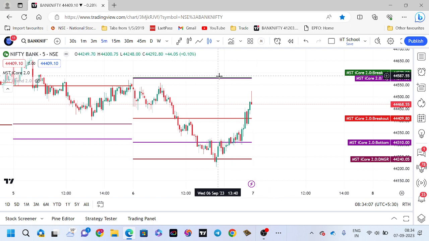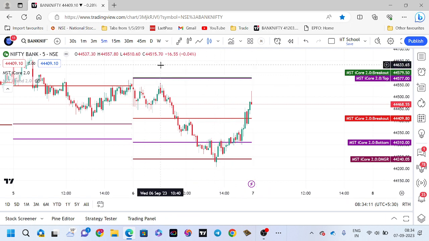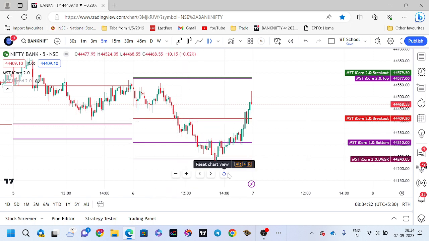The breakout green color is the breakout. When it is breaking out towards the upside and the high of that candle is broken, then you have to go for the bullish side. When the low of this candle is broken, you have to go for the bearish side. Okay, it's very clear.